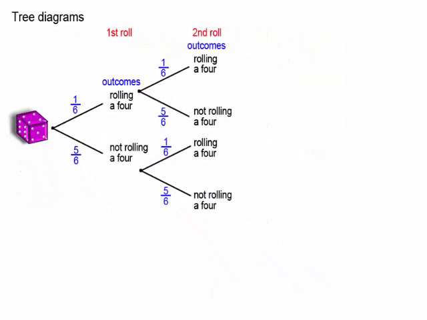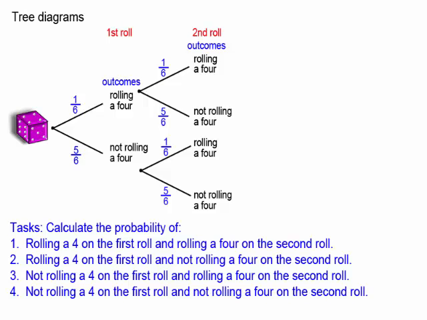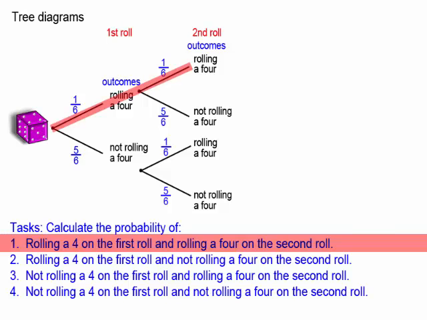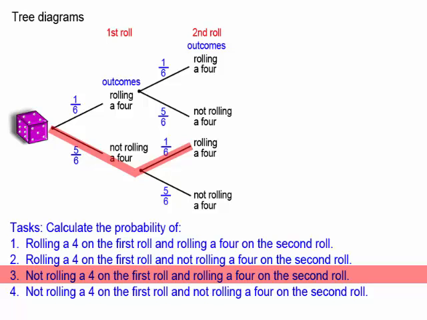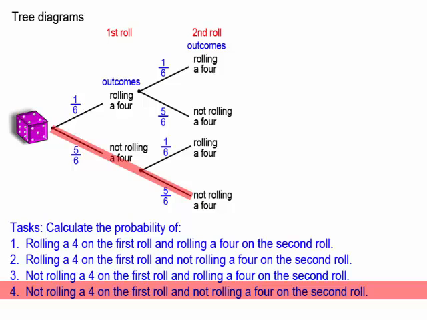Creating probability trees is the hard part. Now we'll be asked to do some simple calculations. Say we were asked to calculate the probability of the following events happening: rolling a 4 on the first roll and rolling a 4 on the second roll, rolling a 4 in the first roll and not rolling a 4 on the second roll, not rolling a 4 on the first roll and rolling a 4 on the second roll, and finally not rolling a 4 on the first roll and not rolling a 4 on the second roll.